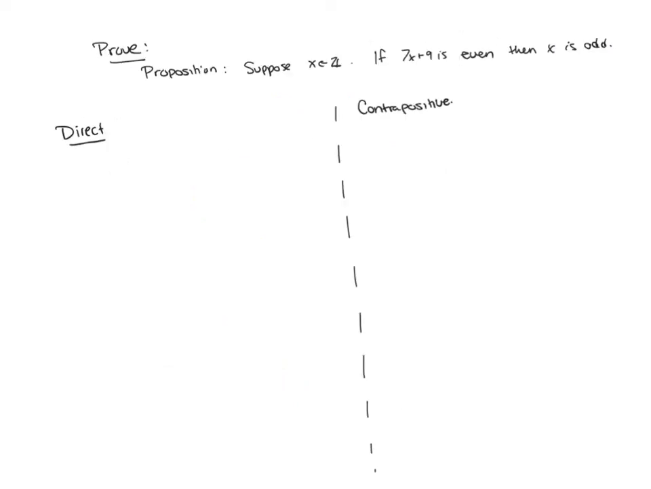So let's see some proofs in action. The statement I want to prove here is, suppose we have an integer x. We want to show that if 7x plus 9 is even, then x is odd. So let's first just do a direct, regular old proof. I'm going to assume my if. So we'll suppose that 7x plus 9 is even. Then by definition, 7x plus 9 can be written as 2m for some integer m.